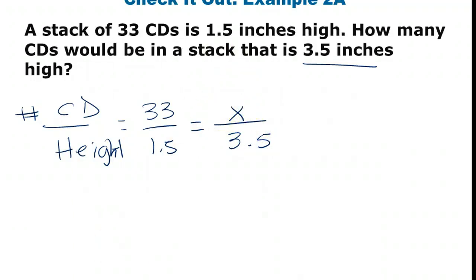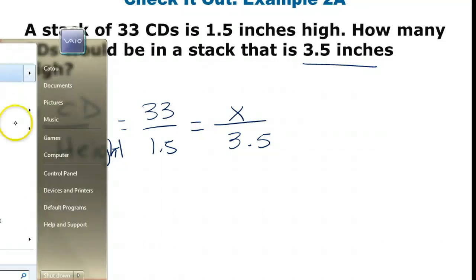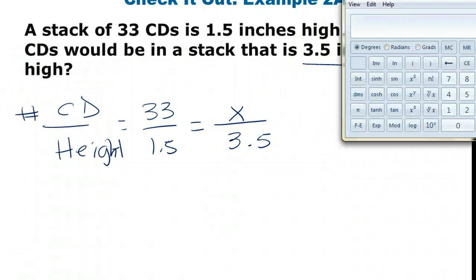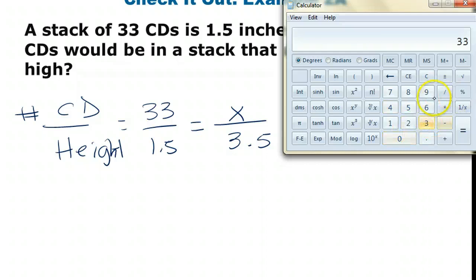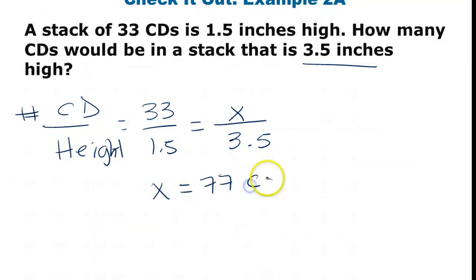And then here again, let's go ahead and bring up the calculator so we can solve the proportion. Alright, so here we will do 33 times 3.5 and then divided by 1.5. Okay, and just to refresh, 77 CDs to make up a stack of 3.5 inches tall.